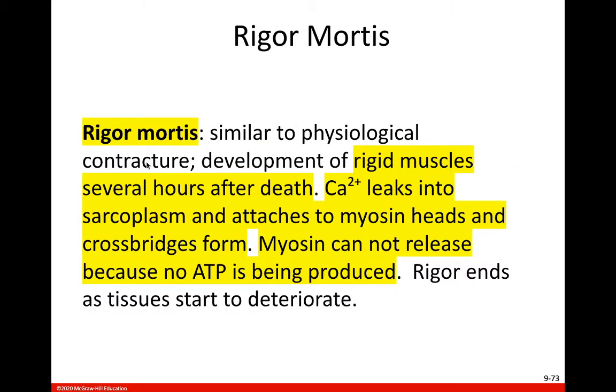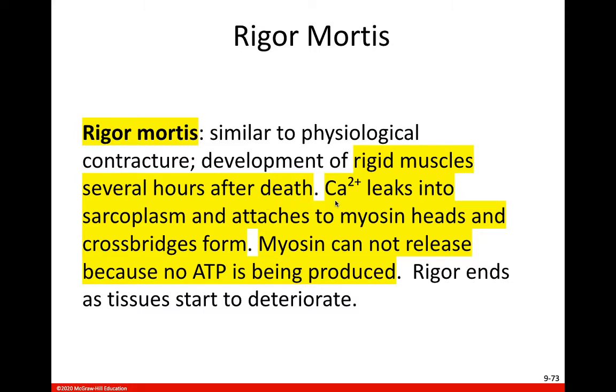We talked about rigor mortis before. Again, it is very similar to physiological contracture, except that both of them result in very stiff muscles that you can't relax or contract, so you really can't use them at all. The difference is you can still do a little bit of movement with physiological contracture, whereas with rigor mortis, obviously you're dead and you're not going to be doing any movement at all. But basically you end up with very stiff, rigid muscles, in this case after death.